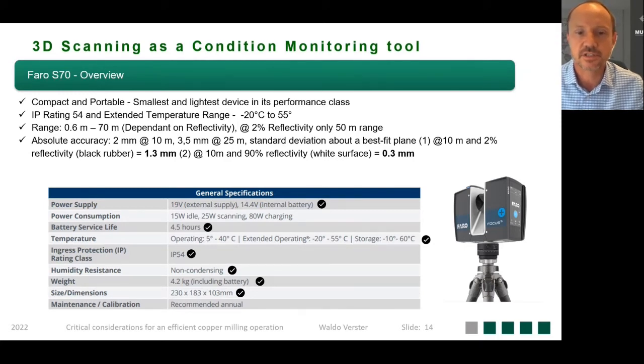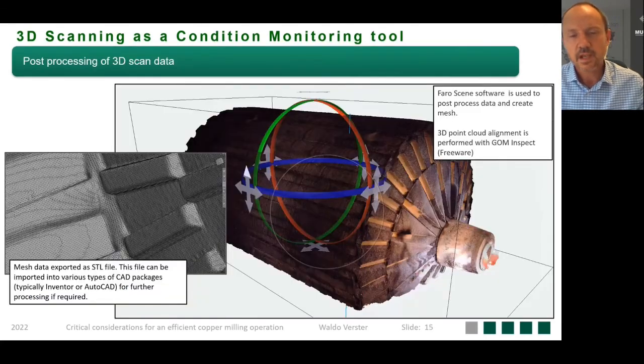So it ticks all the right boxes as a condition monitoring tool and as a plant scanning tool. What do we do with the data after we've scanned the liners? We post-process the data using Faro C software, and that is to create an accurate mesh of the point cloud. Another important step is to align this whole data set in 3D space, and we're currently using GOM Inspect to align the point cloud in 3D space. Afterwards, the data can be exported as an STL for further post-processing in most CAD packages.